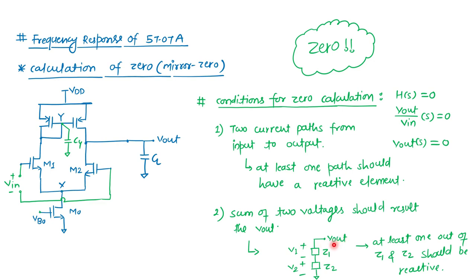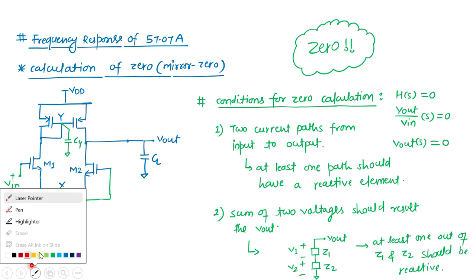Okay, so these are two ways. I will not cover these things now. I just mentioned here the conditions for zero calculation. You can watch this in the previous video. Now we will see exactly what is happening for this 5 transistor OTA structure in terms of zero calculation.